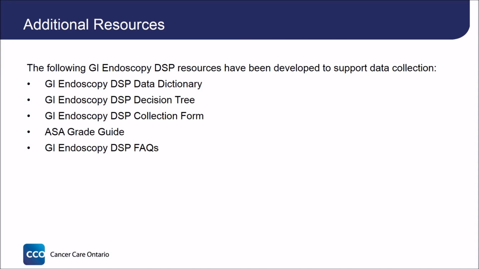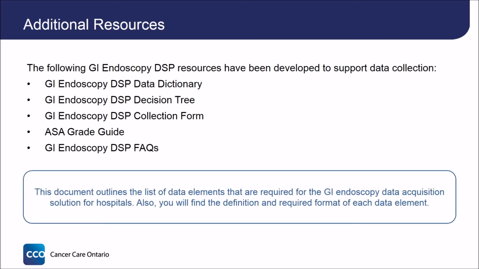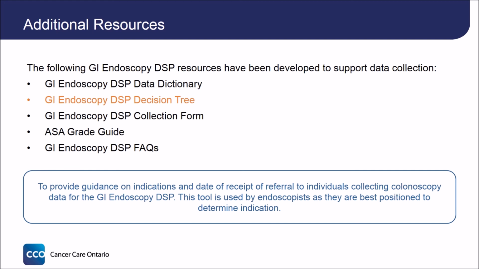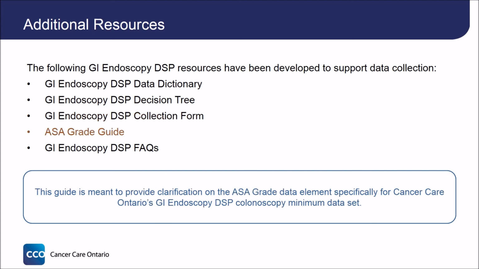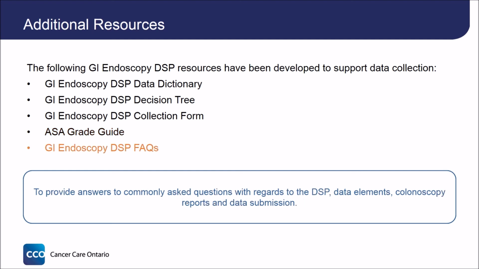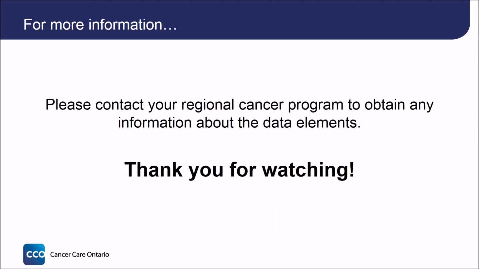If you would like more information on any of the data elements in this video, please refer to the following resources, which are described in the blue boxes. GI Endoscopy DSP Data Dictionary, GI Endoscopy DSP Decision Tree, GI Endoscopy DSP Data Collection Form, ASA Grade Guide, and GI Endoscopy DSP FAQs. Please reach out to your regional cancer program to obtain any of these resources.